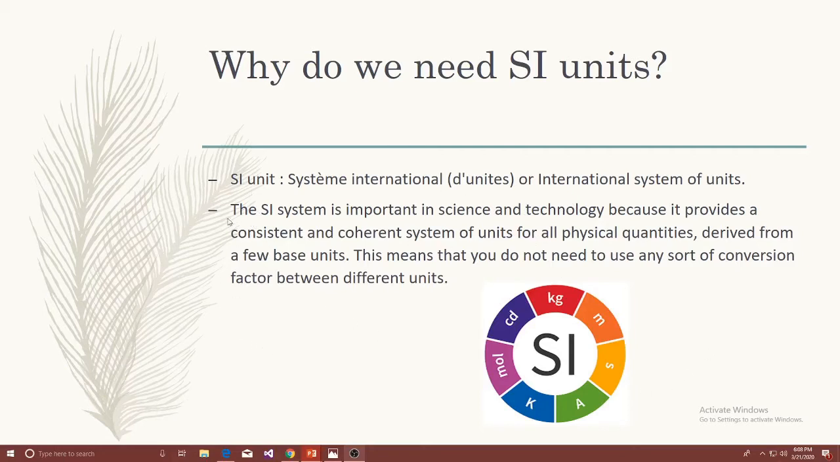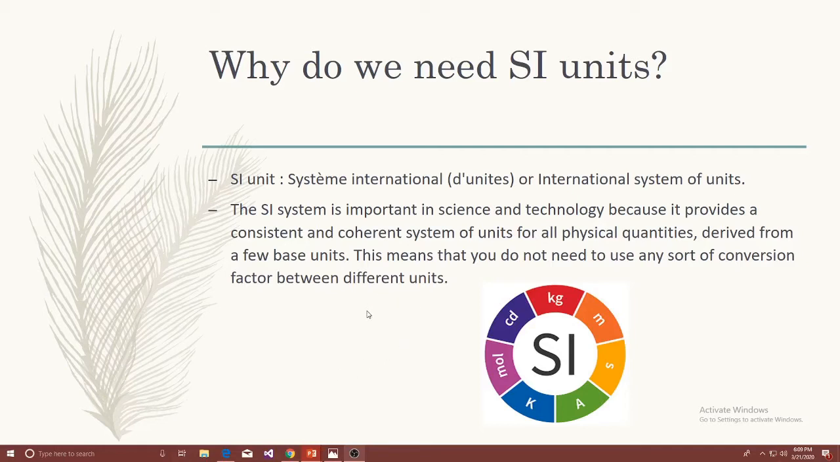The SI system is important in science and technology because it provides a consistent and coherent system of units for all physical quantities derived from a few base units. This means that you do not need to use any sort of conversion factor between different units. This makes it very easy actually, because these units are used in the whole world. It has this unity. We do not have to again and again convert this. So that makes it really important.